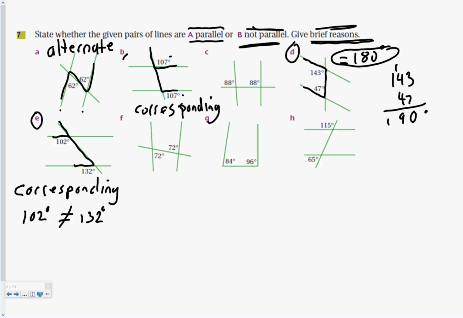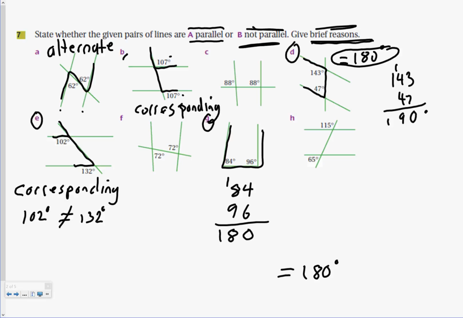If I look again at number G, we've got co-interior angles happening here. If I add these two together, 84 and 96, if the two lines are parallel, it will equal 180 degrees. Let's have a look. Carry out 1. Got 180. So these are supplementary and the two lines are parallel.